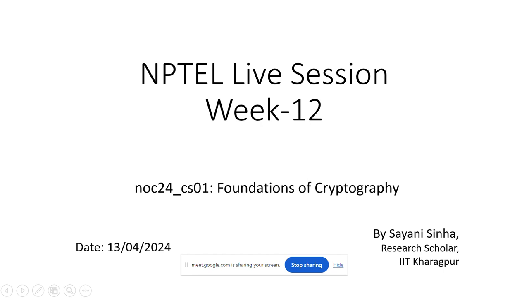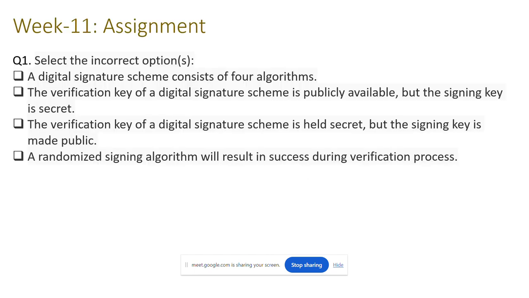So let us start with the last week assignment questions. The first question was: select the incorrect options. A digital signature scheme consists of 4 algorithms. The verification key of a digital signature scheme is publicly available, but the signing key is secret. The verification key of a digital signature scheme is held secret, but the signing key is made public. And the fourth statement says a randomized signing algorithm will result in success during verification process. You have to choose the incorrect options.